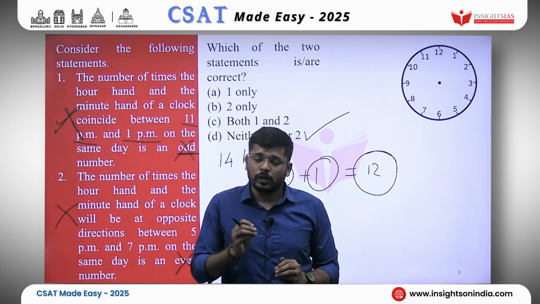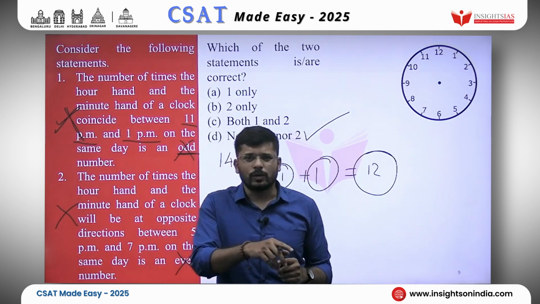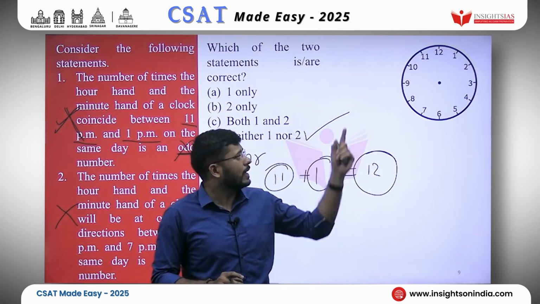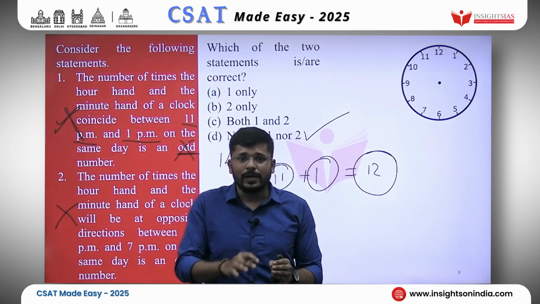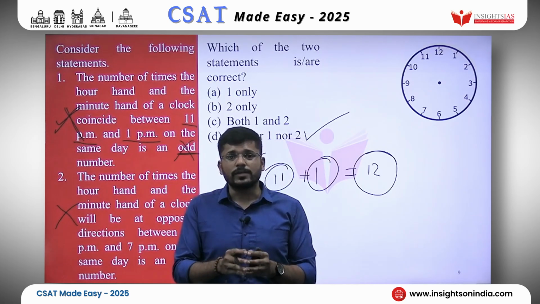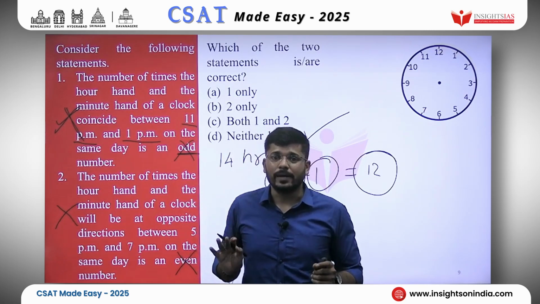That is also 11 hours, like 11 times. I think I said 12, right? It is 11 both the times. In any 12 hours, how many times will the hour hand and the minute hand coincide? 11 times. And in any given 12 hours, how many times will the hour hand and the minute hand be in opposite direction? That is also 11 times.